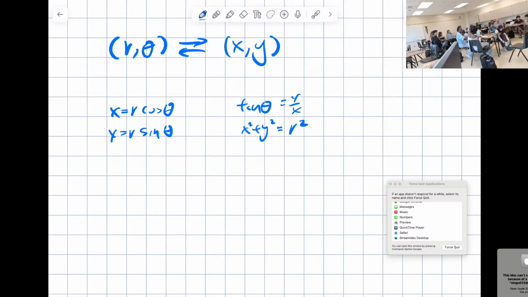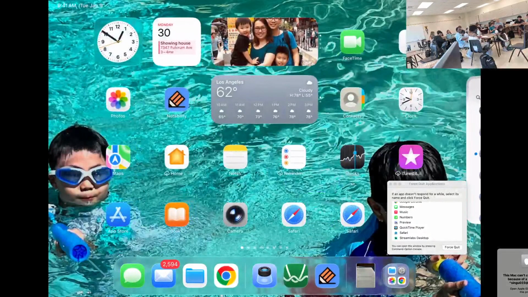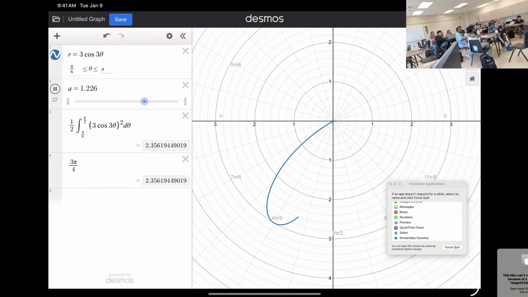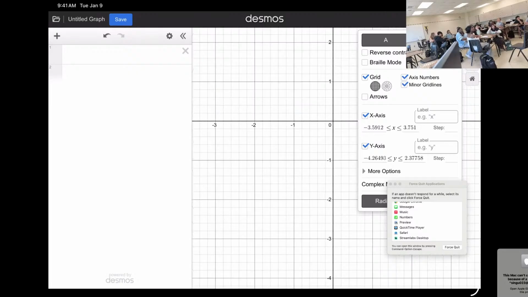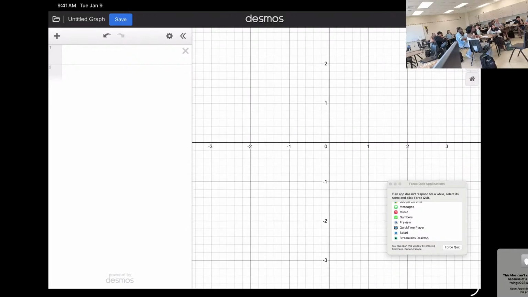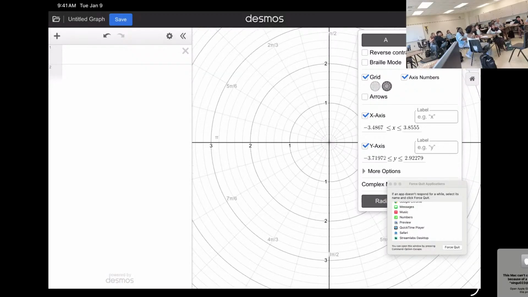Now we want to show you how to use Desmos. Desmos is going to be something like this. This is how they draw the polar functions. We can start from the very beginning. First of all, how do I get the polar grid? If you click on this range and click the grid, this is a rectangular grid. If you click on the grid again, this is going to be a polar grid. So you can switch that to polar.